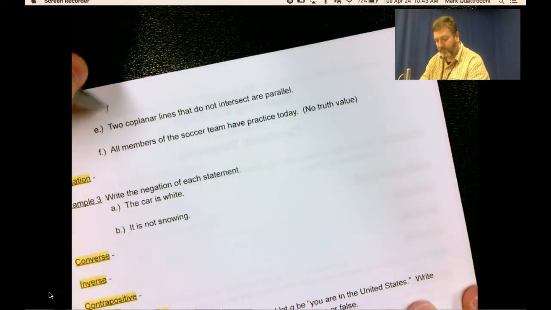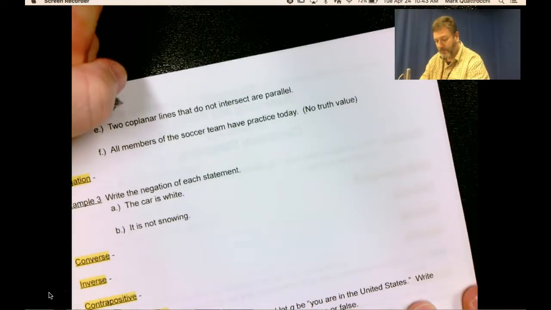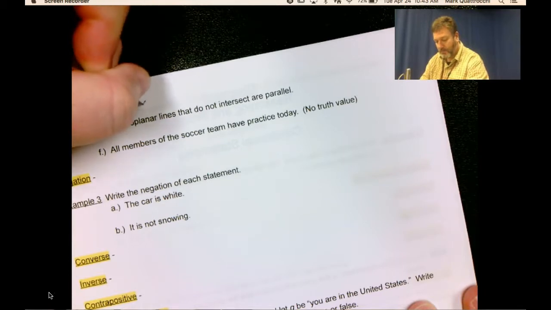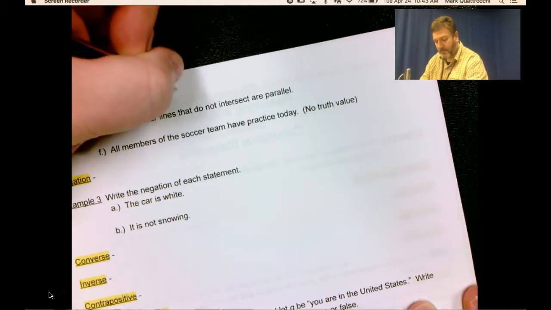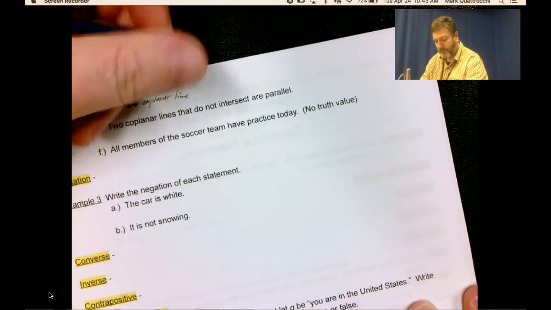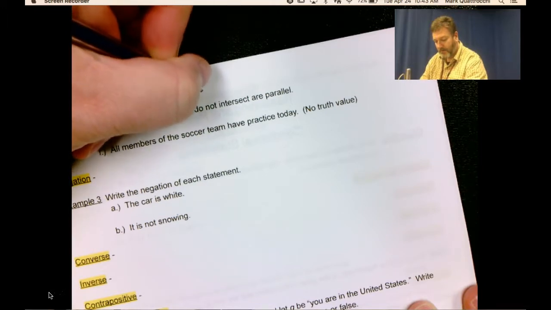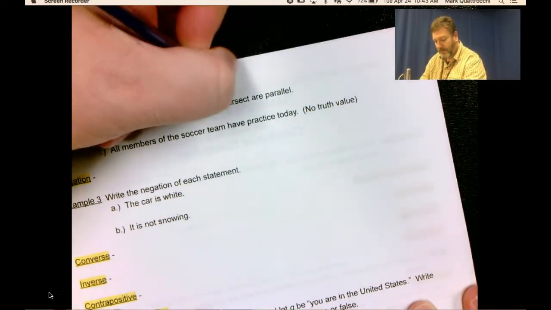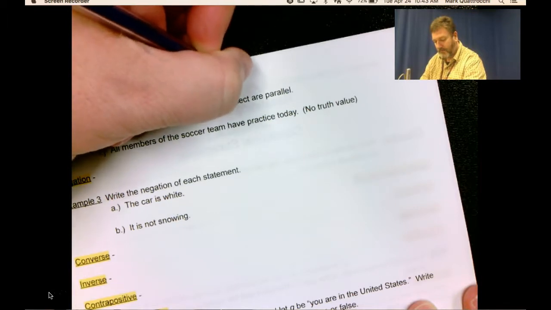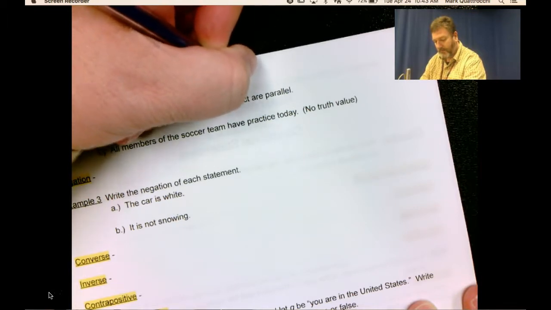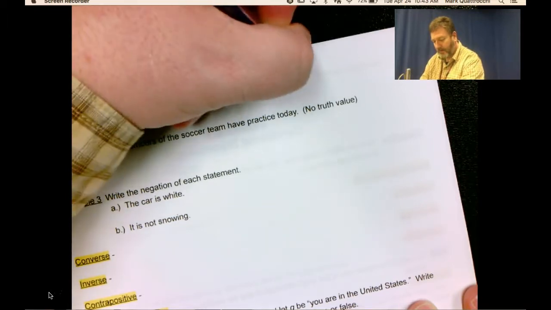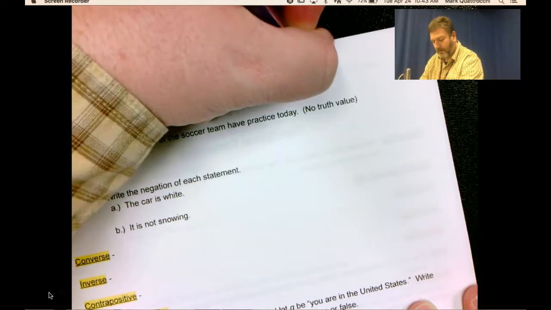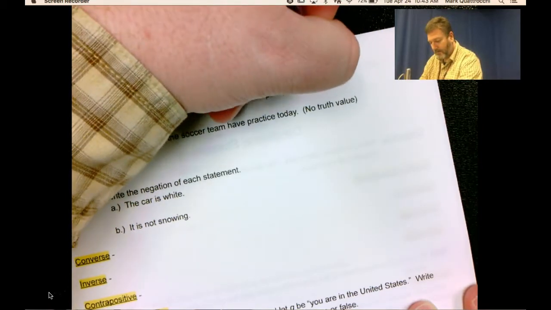So if two coplanar lines do not intersect, then they are parallel.